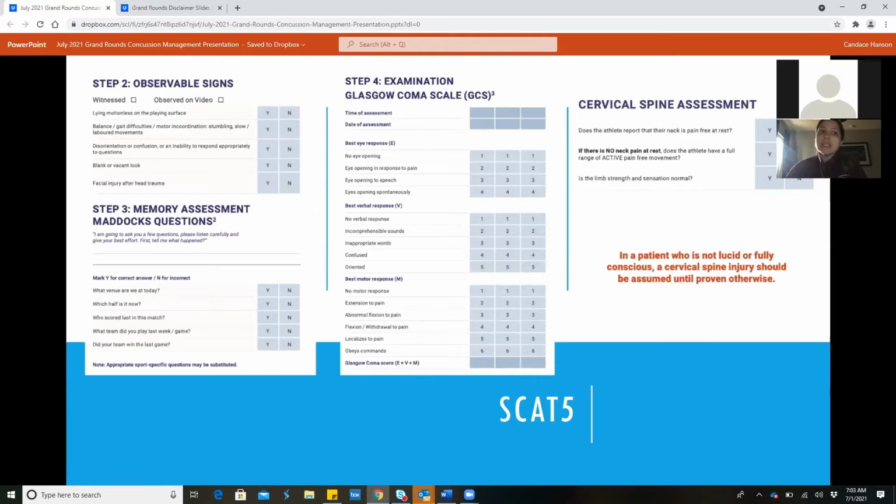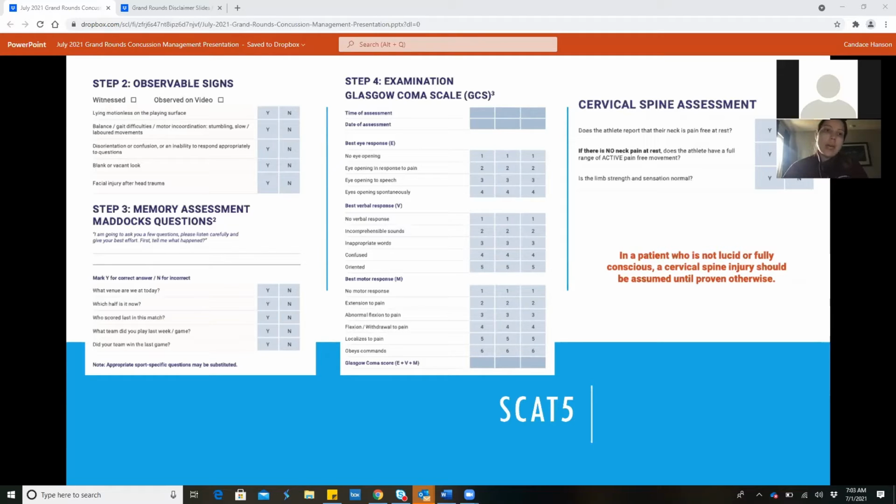Questions don't need to be the exact Maddox questions on the SCAT5. They absolutely should be tailored to be sport specific. So if you're not at a football game, make sure you're asking questions that apply to whatever sport you're at, not to football. So step 4 is the Glasgow Coma scale.